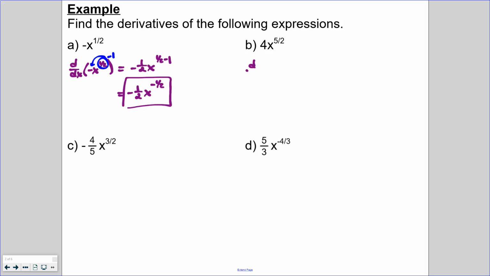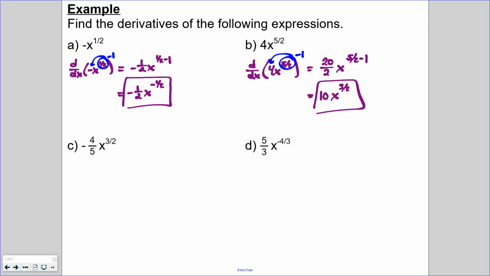All right, moving on to letter B, we have 4 times x to the 5/2 power. So again, we want to take the derivative of this expression. And to use the power rule, we're going to take the exponent, multiply it by the coefficient, and subtract 1. So 4 times 5/2 is going to be 20 halves, and then x to the 5/2 minus 1 power. 20 divided by 2 is 10. 5/2 minus 1 ends up being 3/2, so our derivative will be 10x to the 3/2 power.